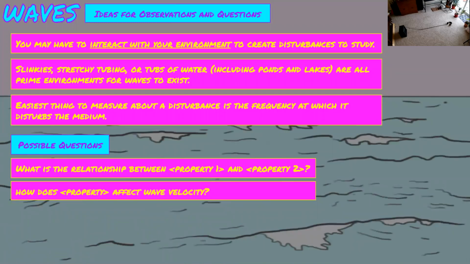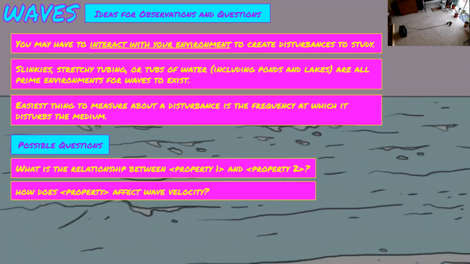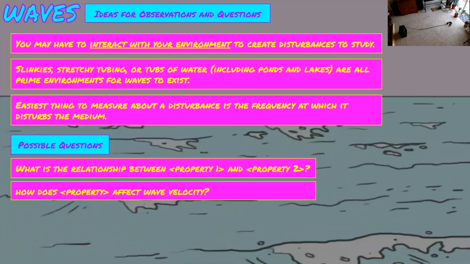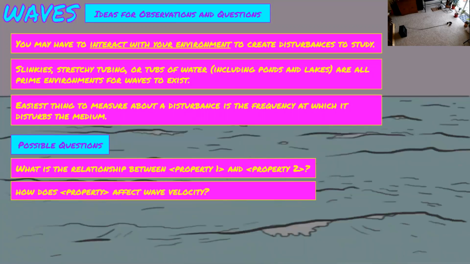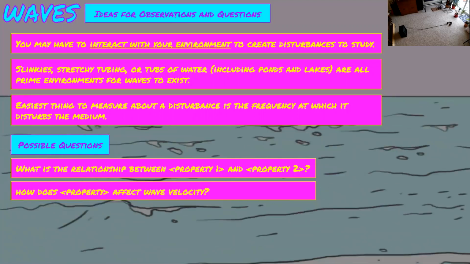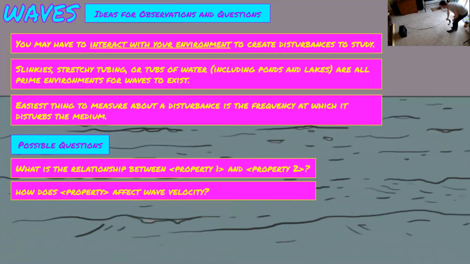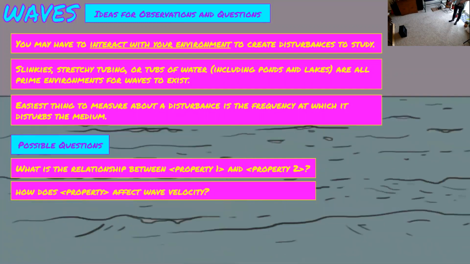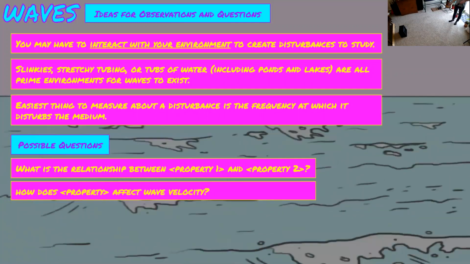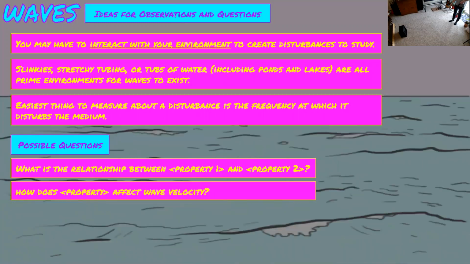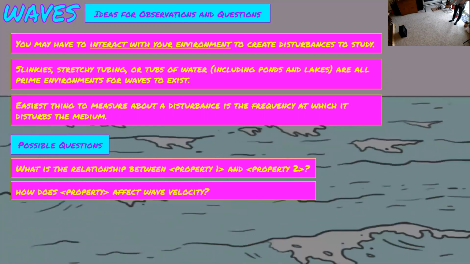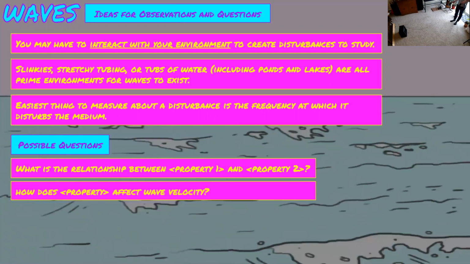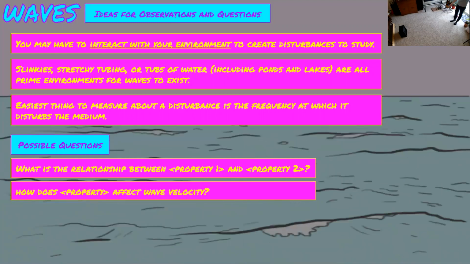And the easiest thing to actually measure about a disturbance, thinking about your lab, if you're causing that, is the frequency at which you disturb the medium. So for example, let's say I'm setting up the fundamental standing wave. I could measure the frequency of this standing wave. I'm going to count the number of cycles in 10 seconds. So let me get a standing wave going here.